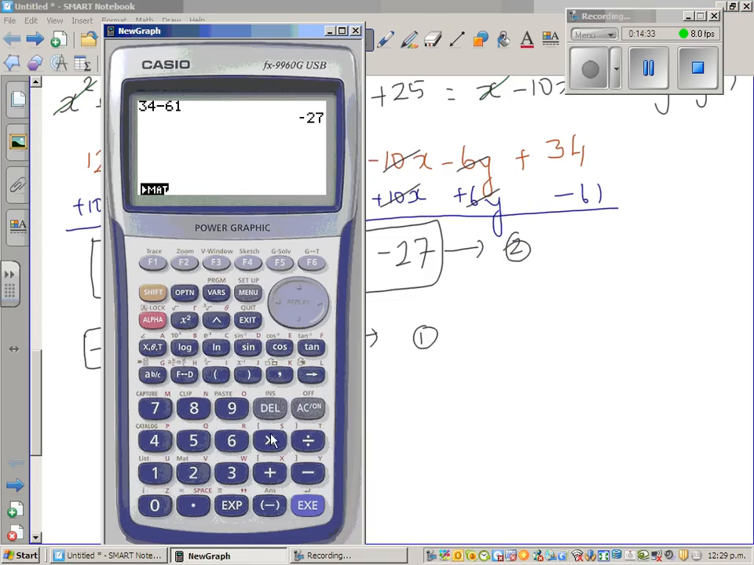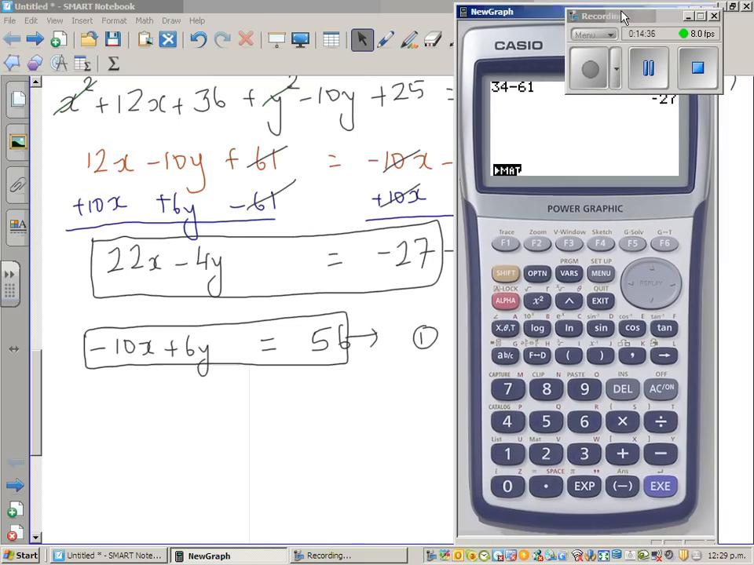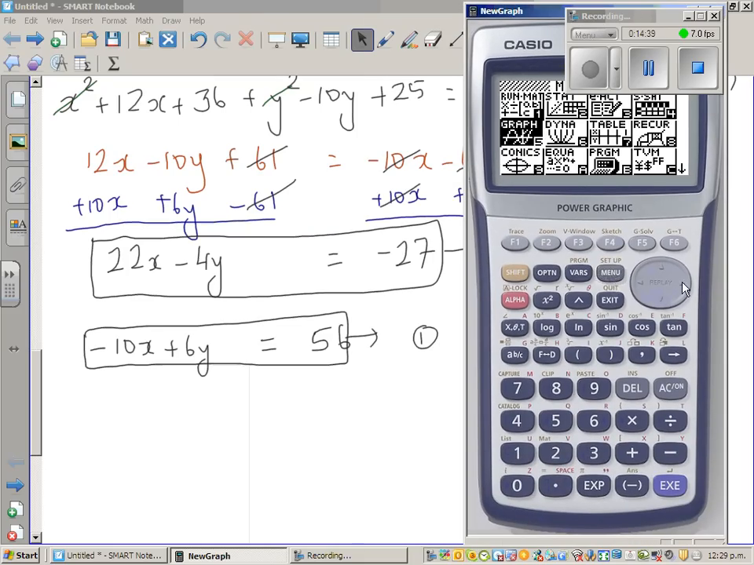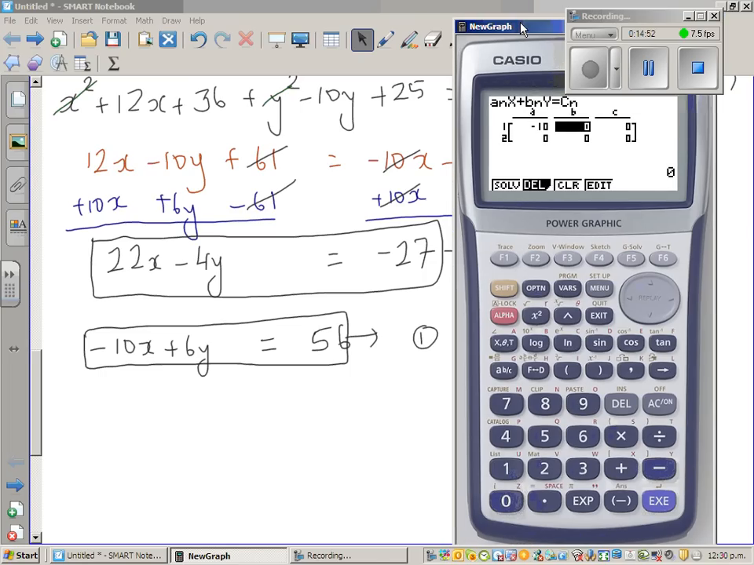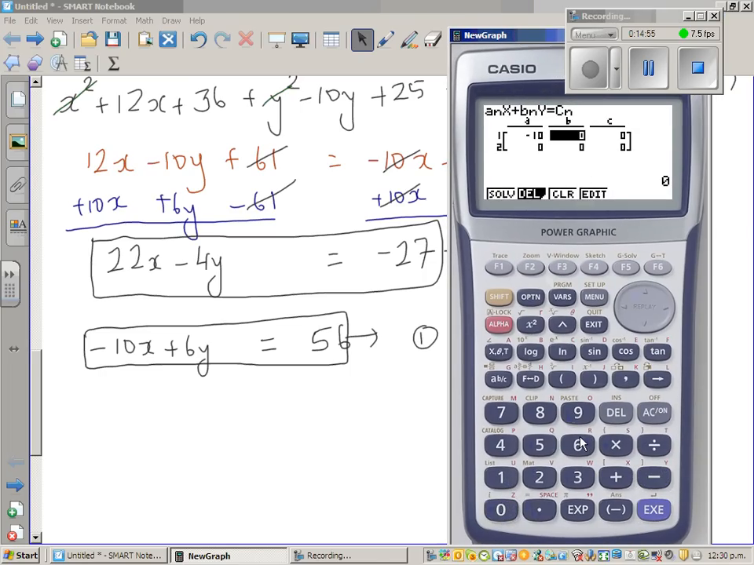So I'm going to use a calculator to solve this equation. Go to your equation menu. Yeah, equation, simultaneous, two unknowns. So the first equation is minus 10x, so minus 10 under A. Under B, you'll put 6. And this is 56. So this is equation 1, and equation 2 is 22, negative 4, and negative 27. And then go for solve.